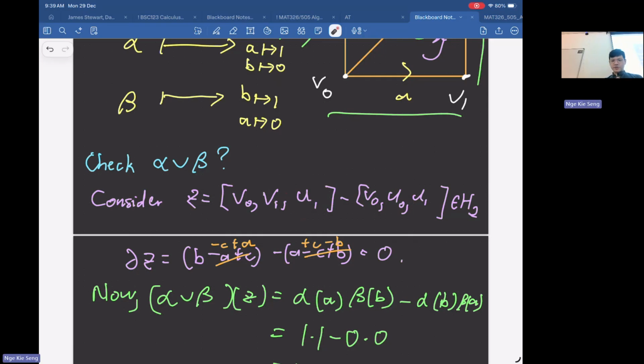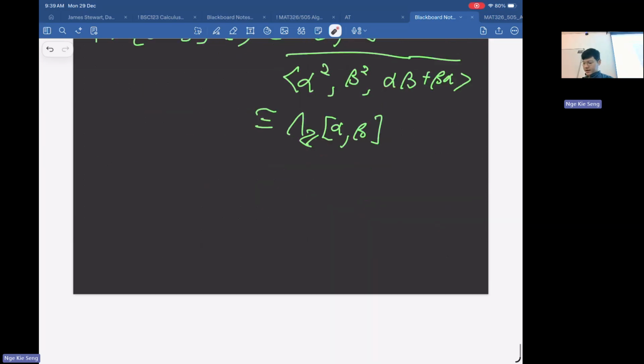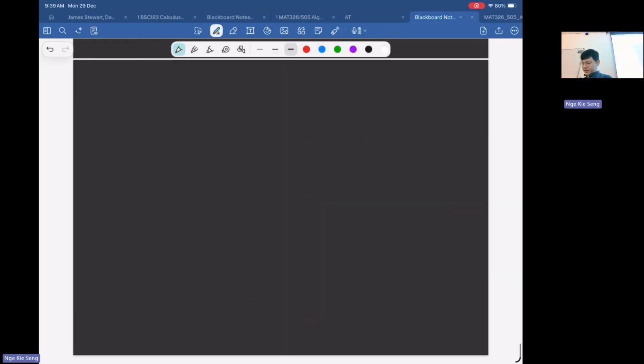Okay, let's try Klein bottle. Klein bottle is very similar, right? It's just that we swap one of the arrows. So B goes up, B goes down, and then it's the same.